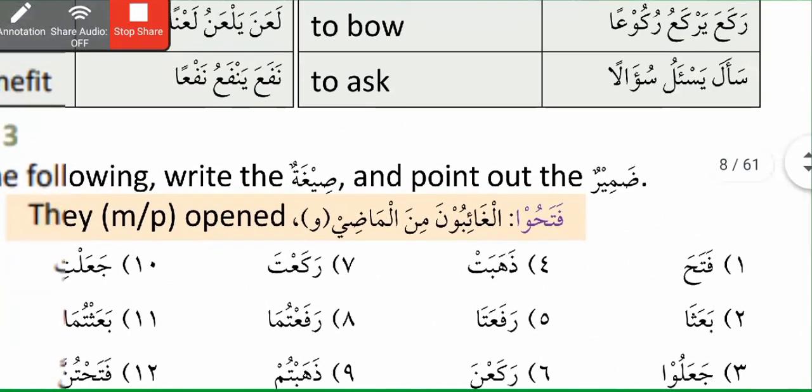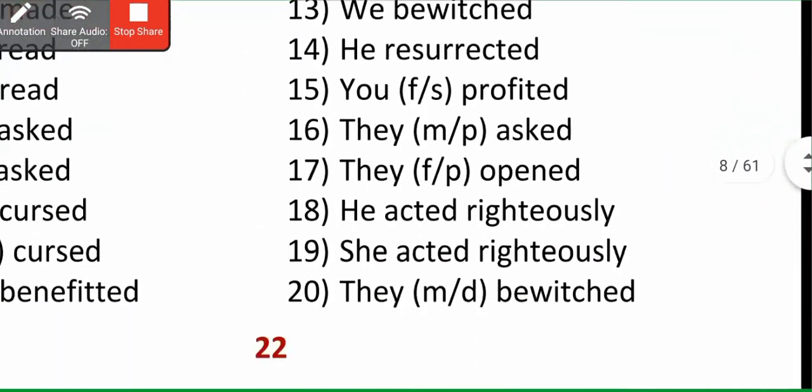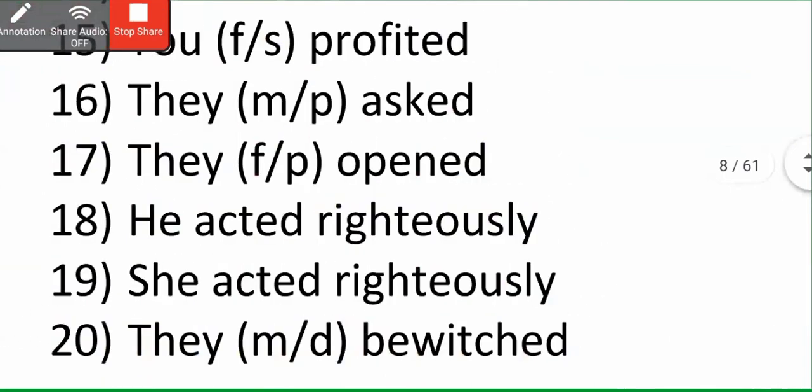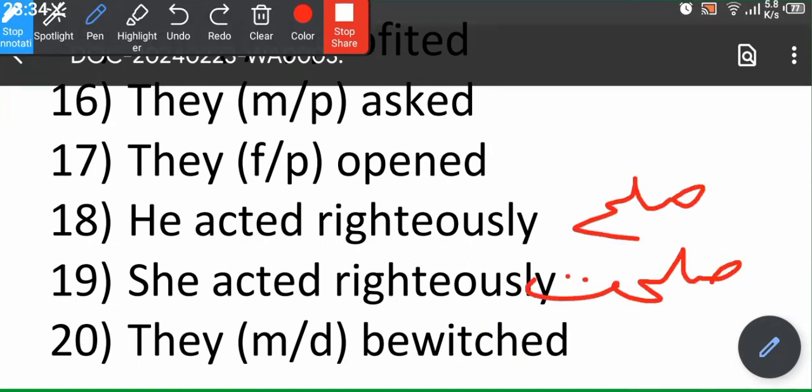And then we have he acted rightly. صلح. Salaha, good, mashallah. She acted rightly. صلحت, salahat. And then they bewitched. سحرن, saharna. Sahara. Mashallah, very good.